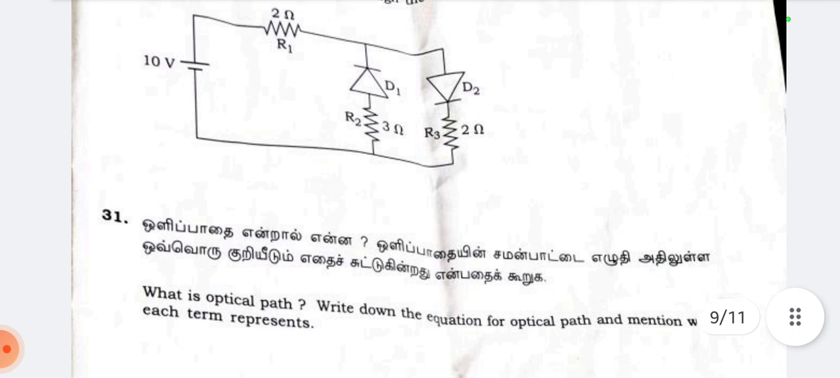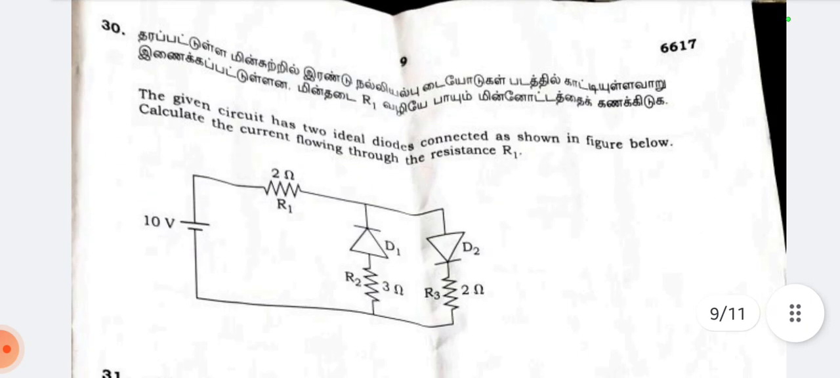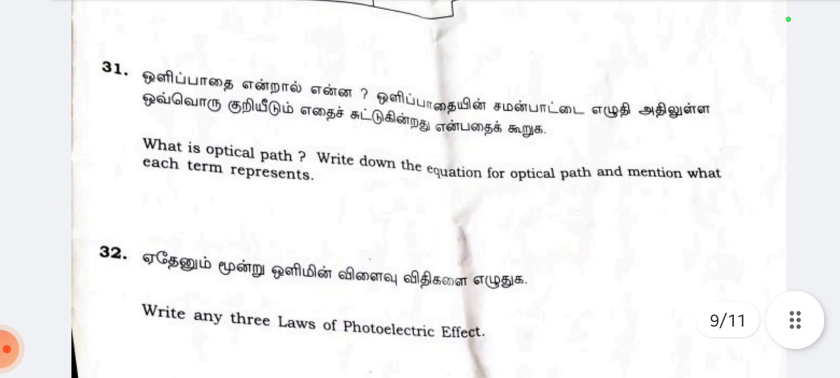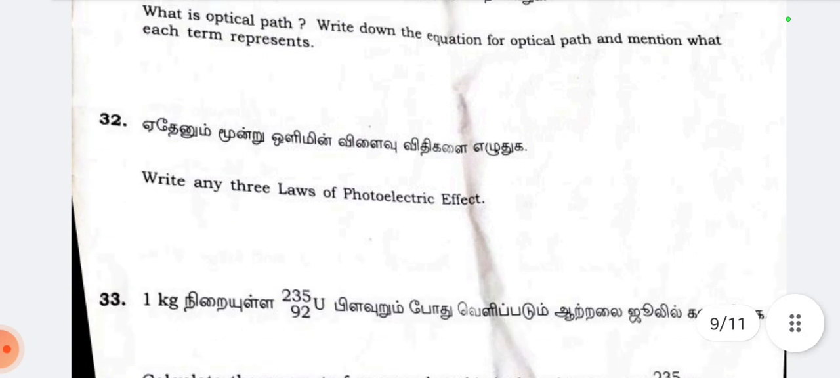30th question, the given circuit has two ideal diodes connected as shown in figure below. Calculate the current flowing through the resistance R1. 31st question, what is optical path? Write down the equation for optical path and mention which term represents what.